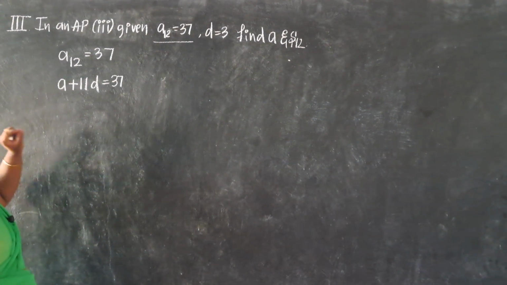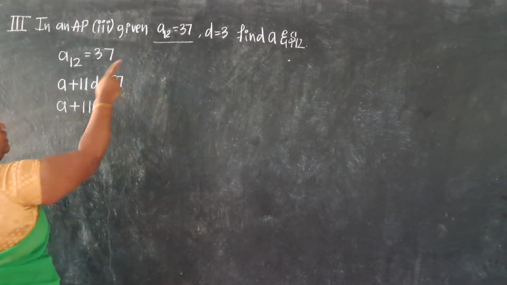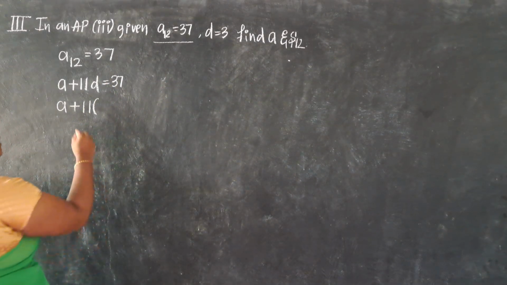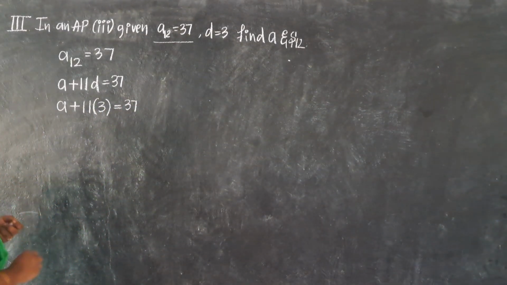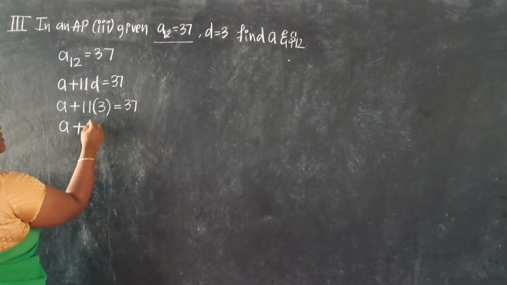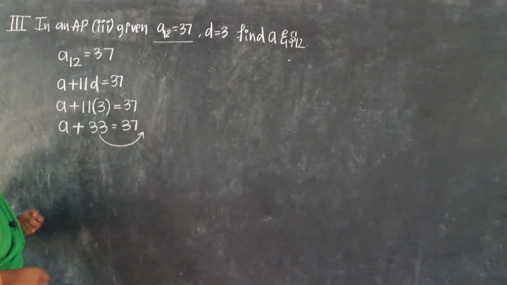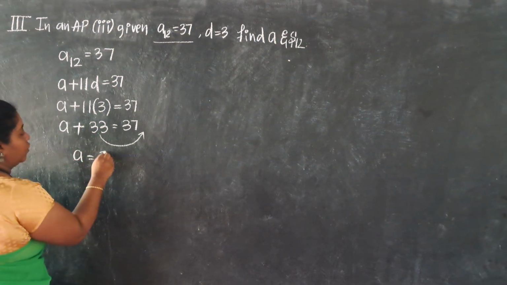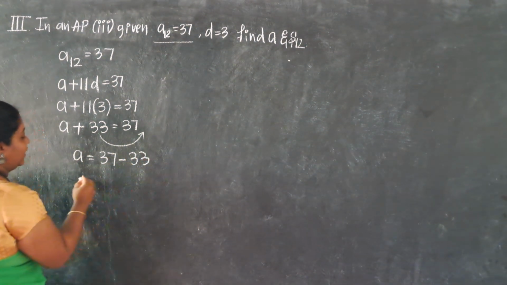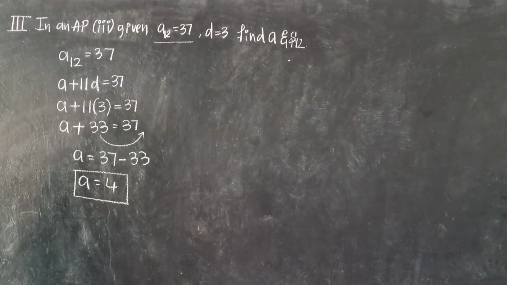Now, I'll write A like this, because A is not provided. 11 into, what is the D value that is provided? 3. So I'll substitute the D value 3 is equal to 37. Now, A plus 11 threes are 33 is equal to 37. I'll bring 33 to this side. Positive 33 will become negative 33. A is equal to 37 minus 33. A is equal to 4. Now I got the first term. The first term is equal to 4.